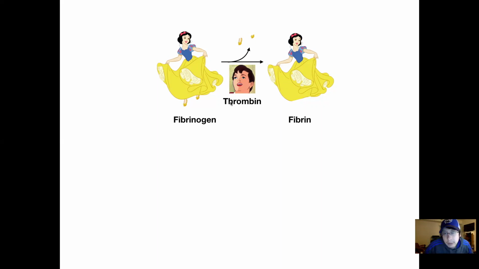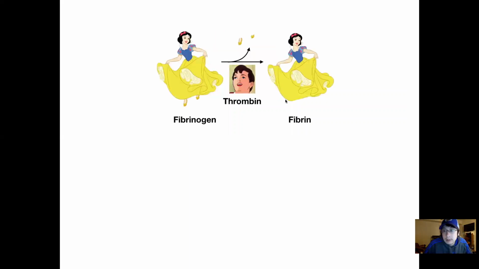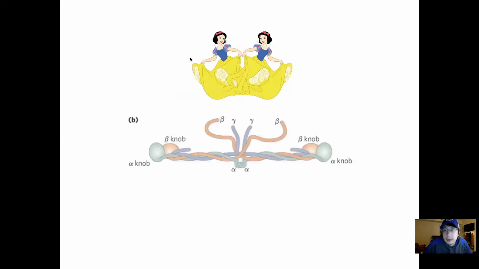Here I'm showing you thrombin, not prothrombin, because Prince Charming is missing his body. He is not a zymogen. Remember, all of these proteases, to be active, have to be cleaved. Once fibrinogen has been converted into fibrin, now we have, oh, I thought that was kind of cute because it kind of looked like that.